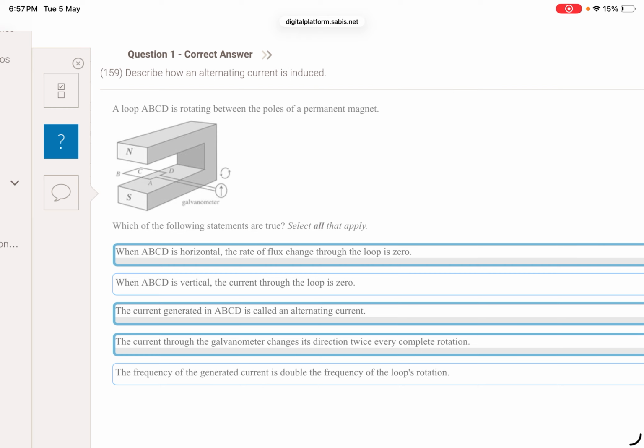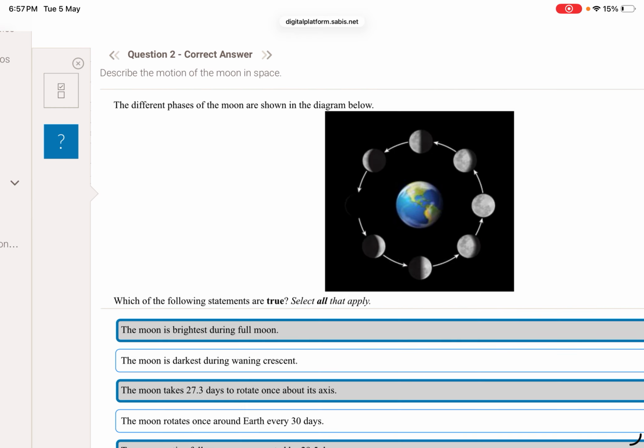I hope you understood question number 1. Question number 2. Okay, here they gave us the different phases of the moon, and it is shown on the diagram here. The moon changes every day, and like in Ramadan it becomes a banana shaped one. So anyways, here which of the statements are true?